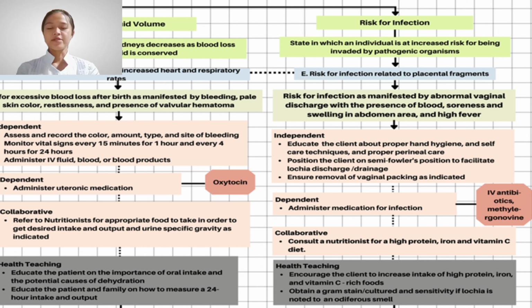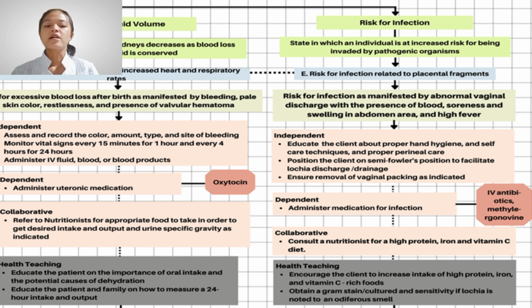So we have here risk for infection. It is a state in which an individual is at increased risk for being invaded by pathogenic organisms. For this NCP, our nursing diagnosis is risk for infection related to retained placental fragments, as manifested by abnormal vaginal discharge with presence of blood, soreness and swelling in the abdomen area, and high fever. For our nursing intervention, we have independent intervention.